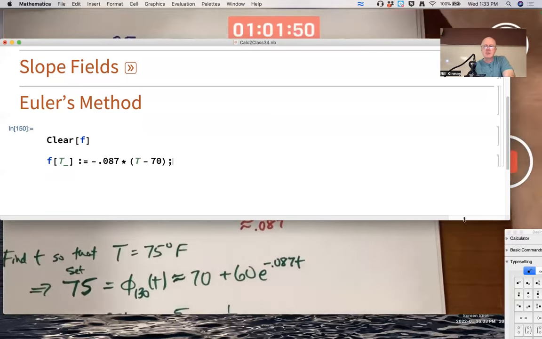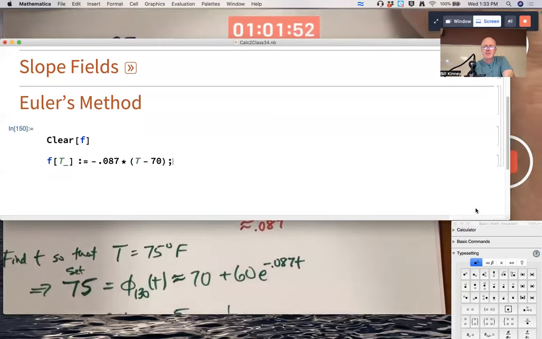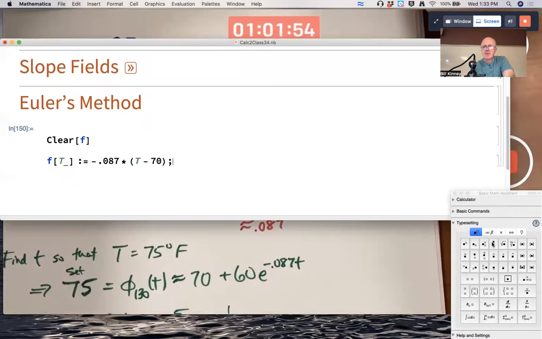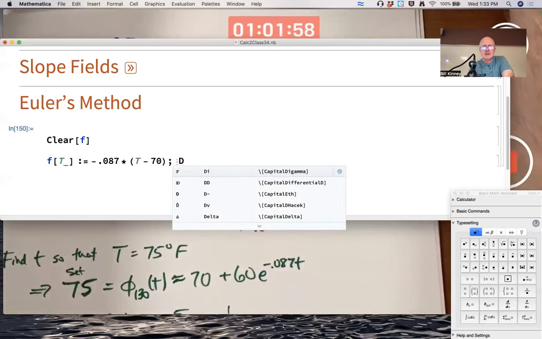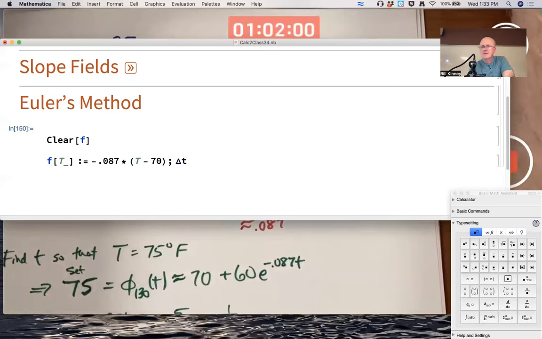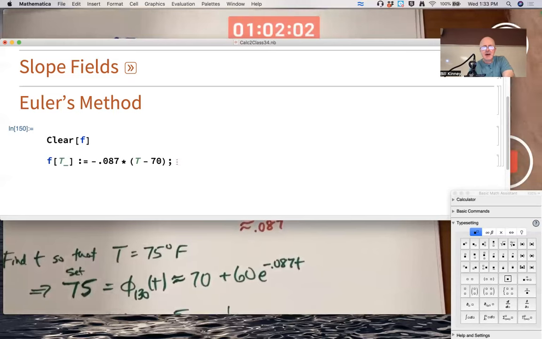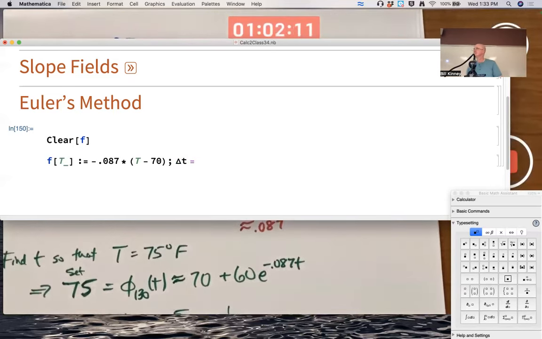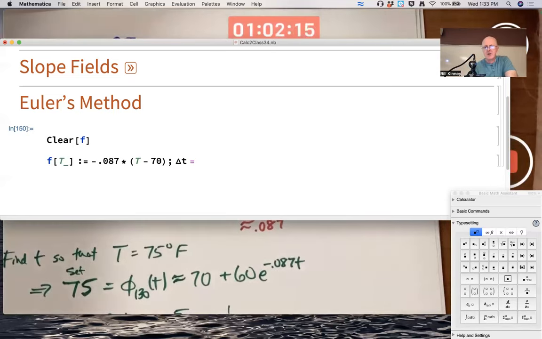This next part is the most confusing part. First, I'm going to set what delta t is. You can make a delta by doing escape, capital D, escape. There's a delta. Escape, capital D, escape makes a Greek letter capital delta T. What should we pick? We have freedom in choosing delta t. Let's pick something reasonably small, like 0.1.